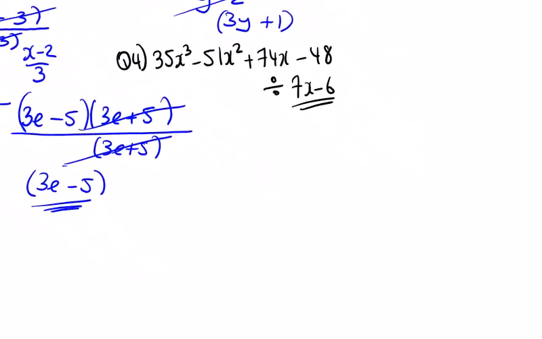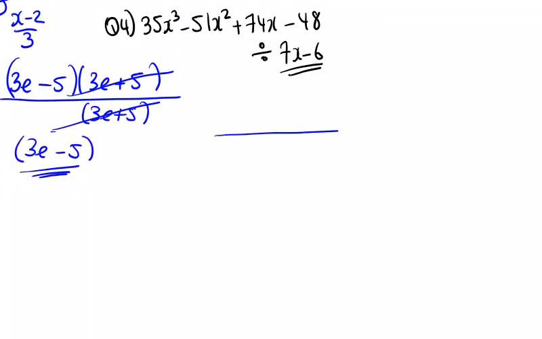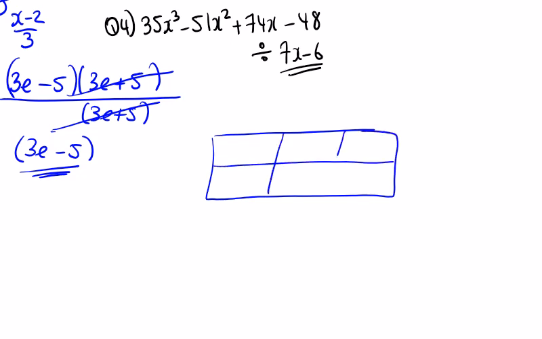Okay, the last one. What type of method? Box method. What goes in the first box? My first term. What goes in the last box? My last term. What goes on the outside? My 7x minus 6. Okay, 7x multiplied by what gives 35? 7 by 5. x squared by x. 5x squared by minus 6 goes in this box, which is minus 30x squared.